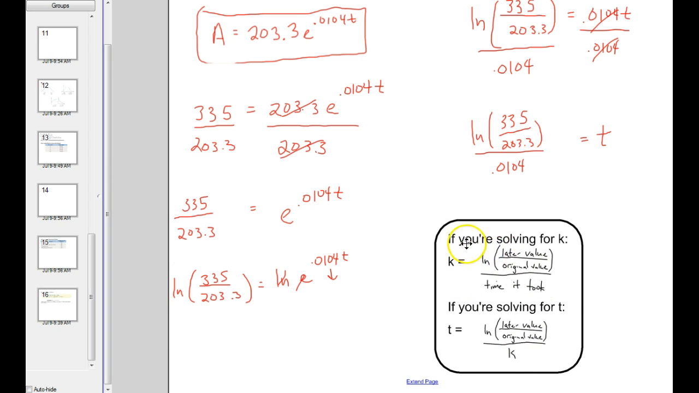So what we end up with is little shortcuts. If you're solving for k, you can always do the natural log of your later value divided by your original value. Then divide all that by the time it took to grow or shrink from the original value to that later value. But if you're solving for t, you take your later value divided by your original value inside the log just like before. But this time you divide by whatever k is, the growth or decay rate. Make sure k has the right sign, positive or negative, depending on what it had in the original model. But that's an easy way to solve for t, because it's always going to be that exact same work, the process to get it, so you'll always end up with something that looks like this.